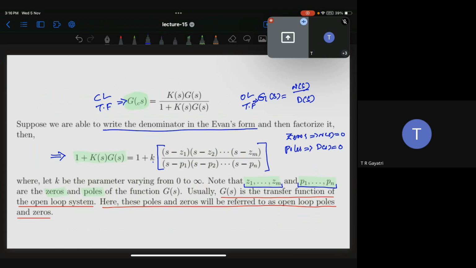Is there any doubt? Here z1, z2, zm are the open loop zeros, and p1, p2, pn are the open loop poles. Any queries? In root locus, we always start with the open loop poles and open loop zeros.